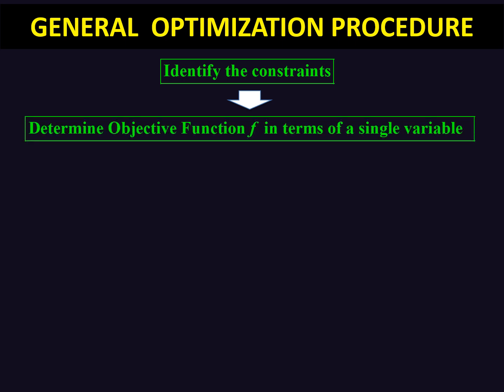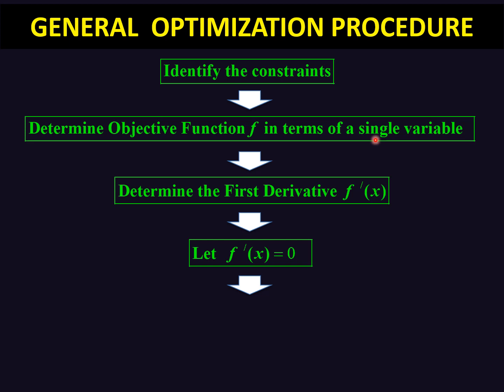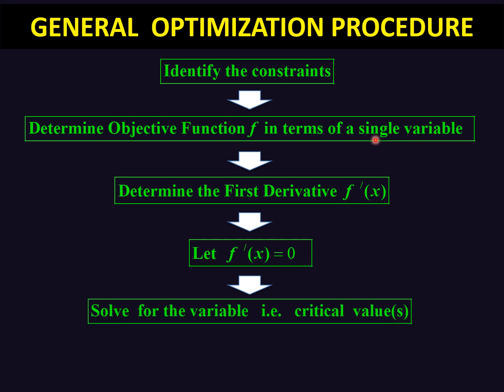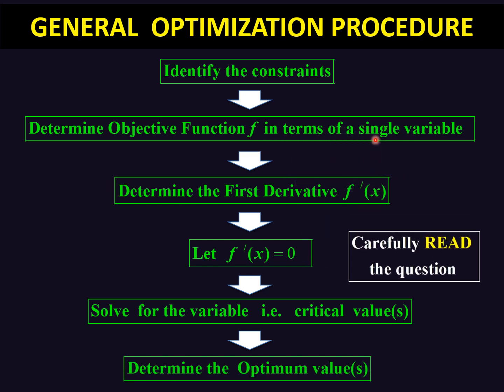Then we have to determine an objective function here, and the objective function has to be in terms of a single variable. And then what do we do? So we differentiate, determine the first derivative, then equate the first derivative to 0. That gives us an equation. So we'll have to solve the equation, and that will give us our critical value or values. And then we can determine the required optimum value. And always don't forget to read your question.